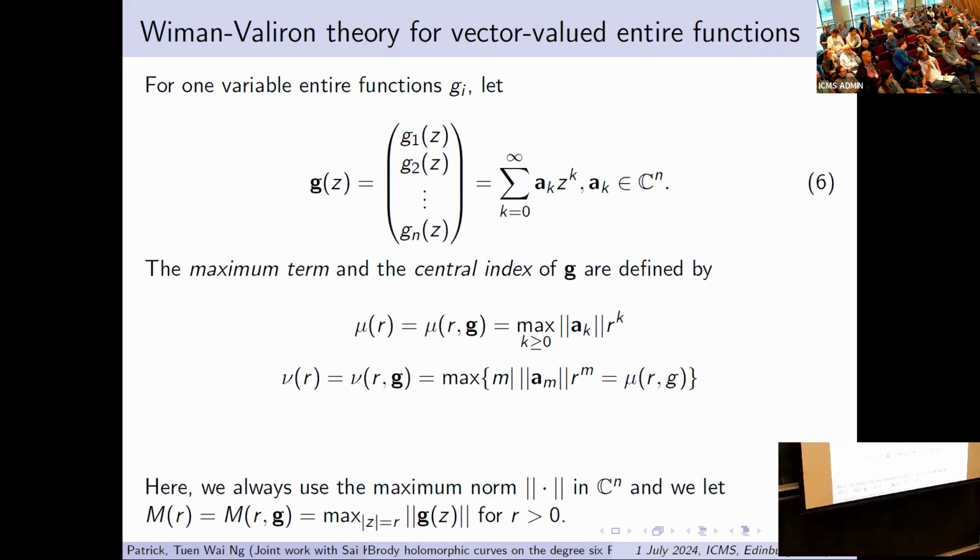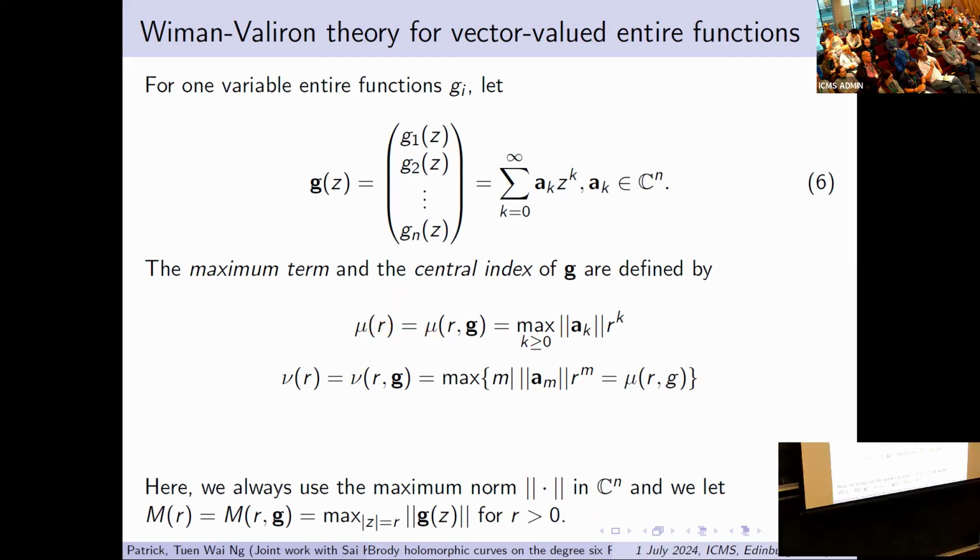And then we have the usual terminology when we only have one coordinate function. Here I'm going to introduce something called the maximum term, denoted by mu, and it would be given by this maximum here. So now I'm going to consider this norm of A_K, and in this part, when you see the norm, it is always the maximum norm on C^n. And then you have r to the power K. So fix r, and then you compute this number, and then you try to get the maximum. And that would be your mu(r).